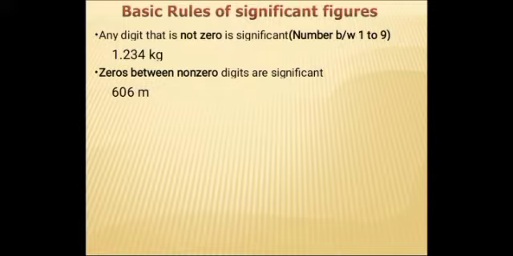Similarly, the second rule is 0 between non-zeros. If 0 is between non-zero digits, between 1 to 9, that is also significant. Suppose the example is 606. 0 is in between 6 and 6, so it means that this 0 we will count. This is significant, this is important, it will be valued.